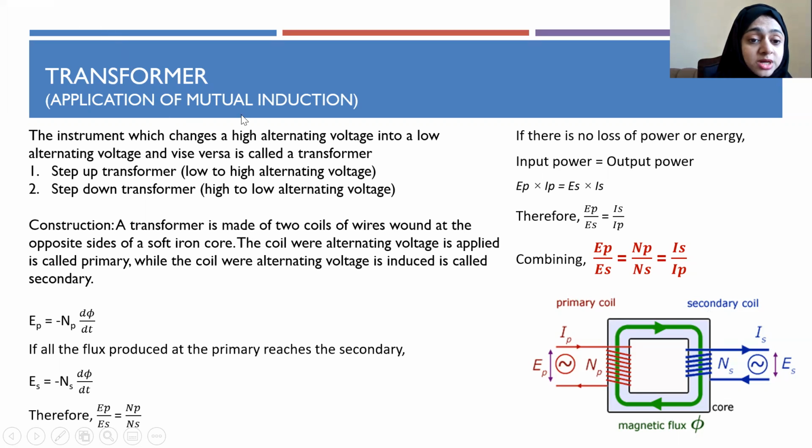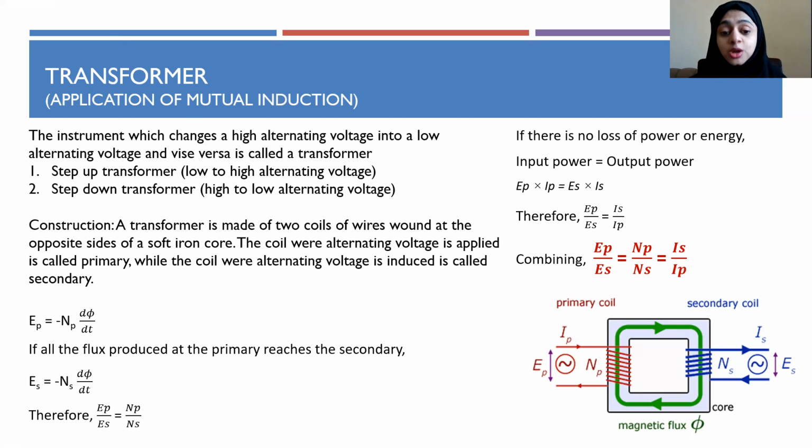What is a transformer? It's an instrument that changes a high alternating voltage to a low alternating voltage and vice versa. And it is applying mutual induction, and there are two coils of wires. One is called the primary, where we give the voltage, and then another one is called the secondary, where we get back the induced voltage. And these two wires are wound on a soft iron core.